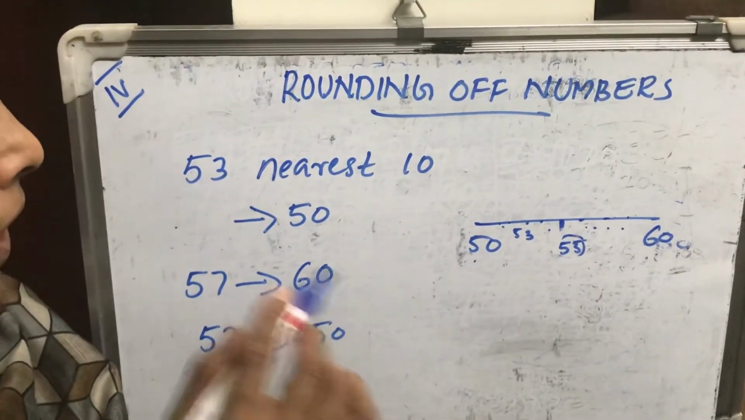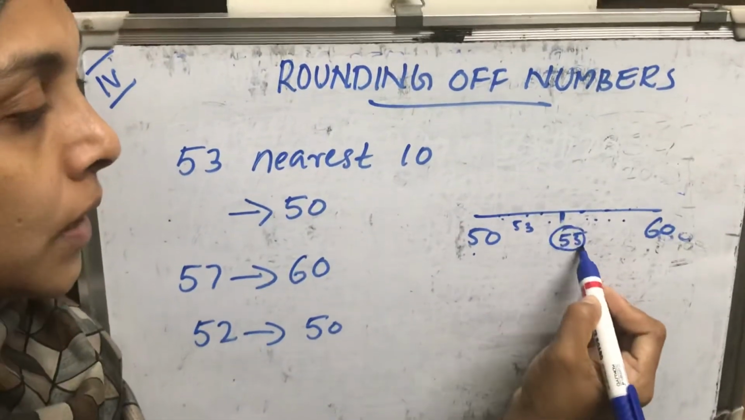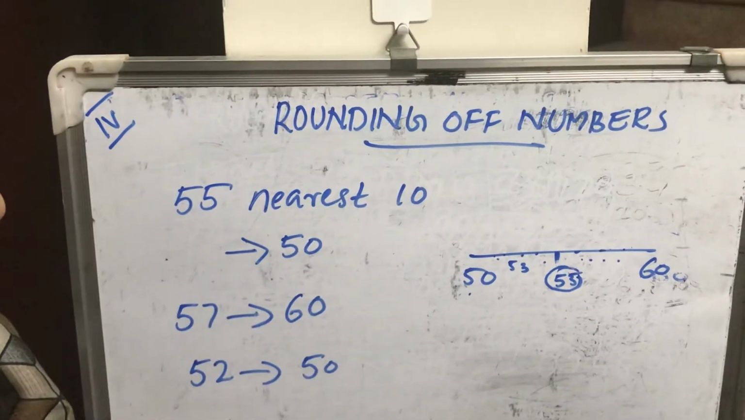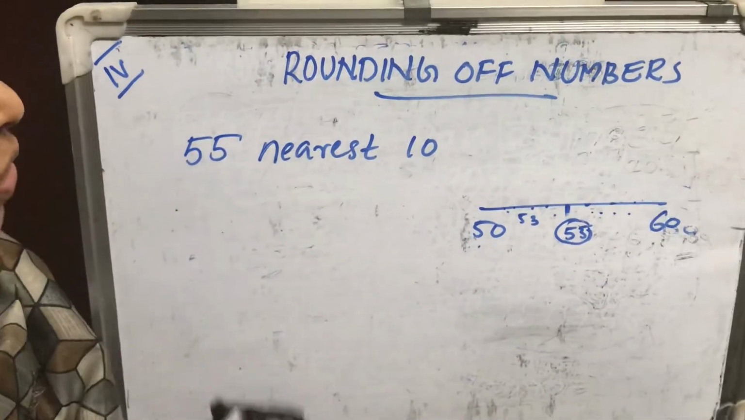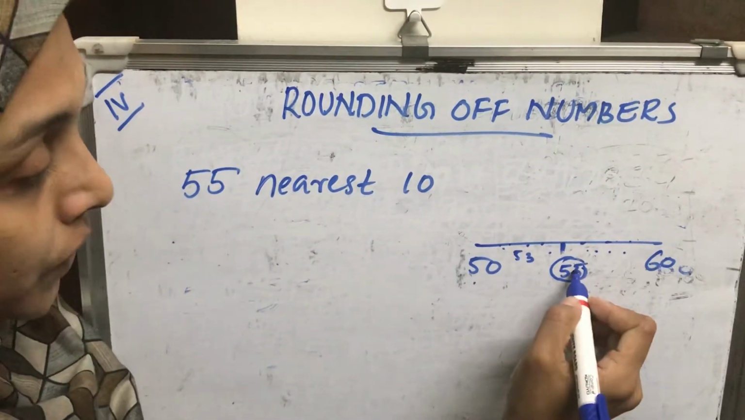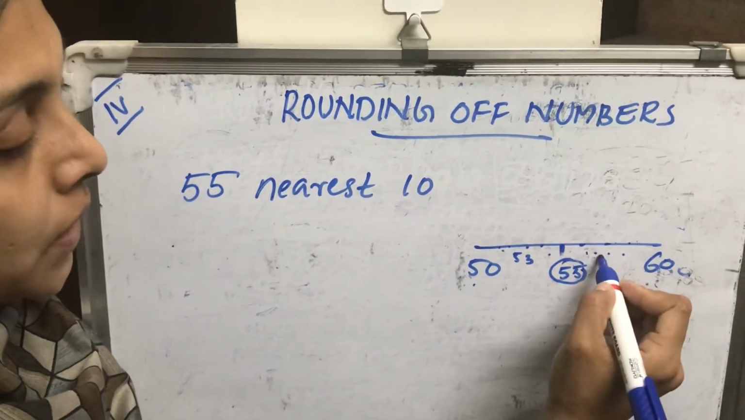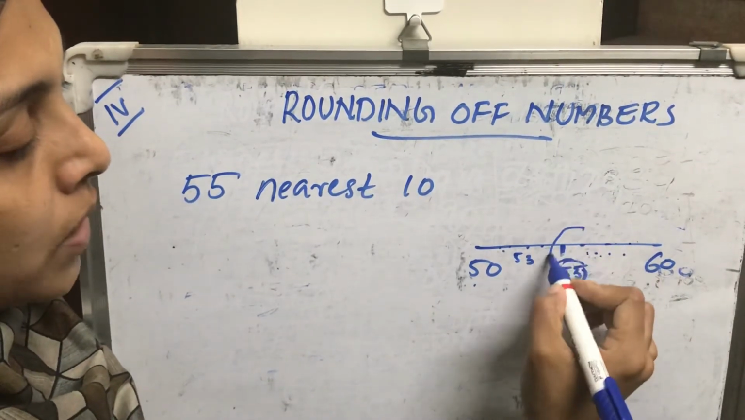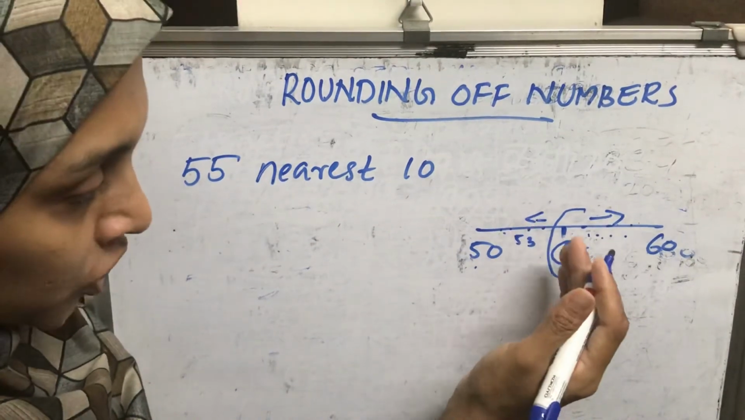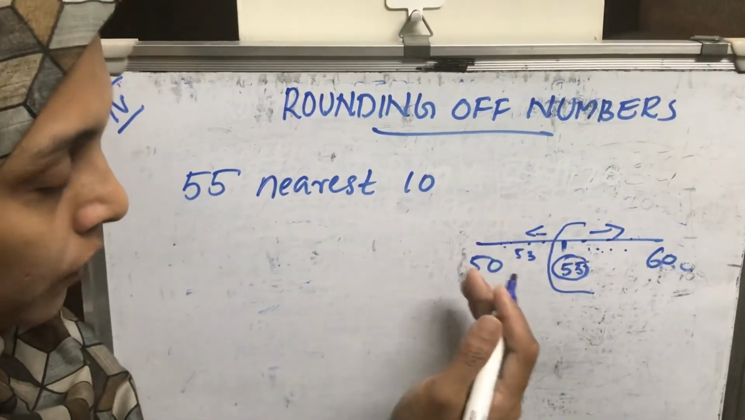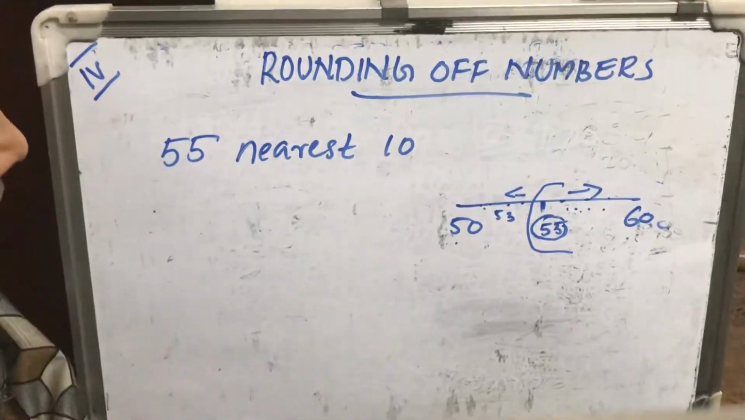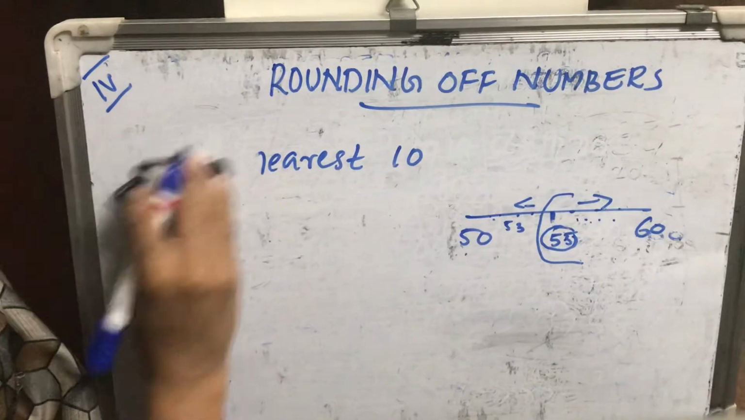Now if the middle value is asked, if the question is round 55 to the nearest 10, in that case also we round up to the next ten. So 55, 56, 57, 58, 59, these numbers we are rounding up. And the numbers 54, 53, 52, 51, all these numbers we are rounding to 50. This is one example.